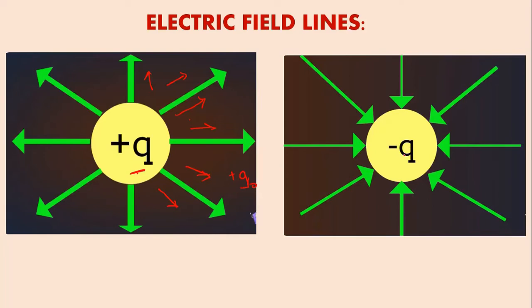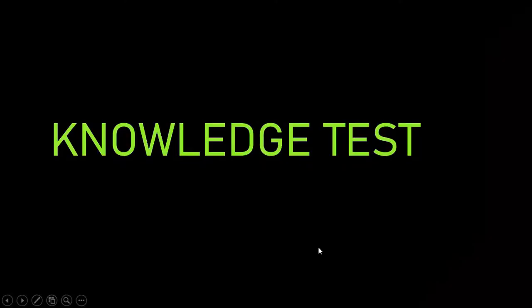But if we have a negative source charge and a positive test charge, mind it, here we have taken the test charge as positive, so there will be an attractive force acting on this test charge. So the electric field lines will always point towards the negative source charge. Keep this in mind: for a negative source charge, the electric field lines are towards it.